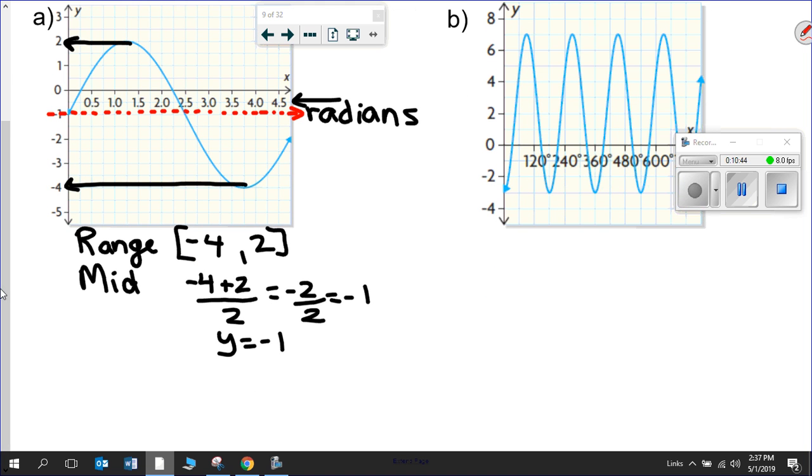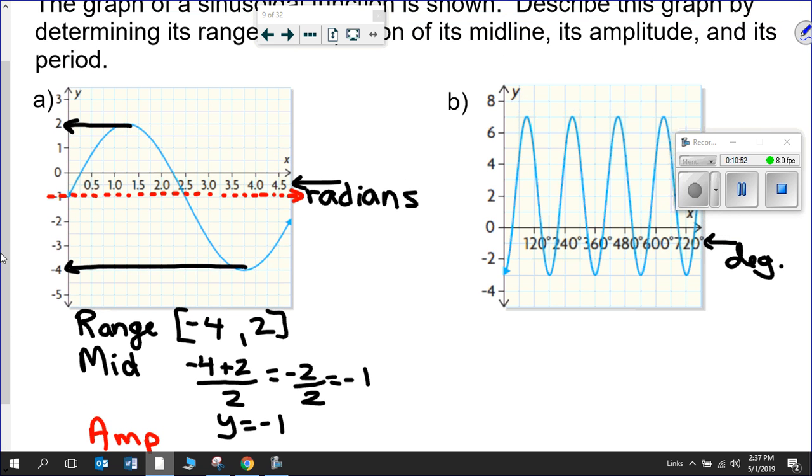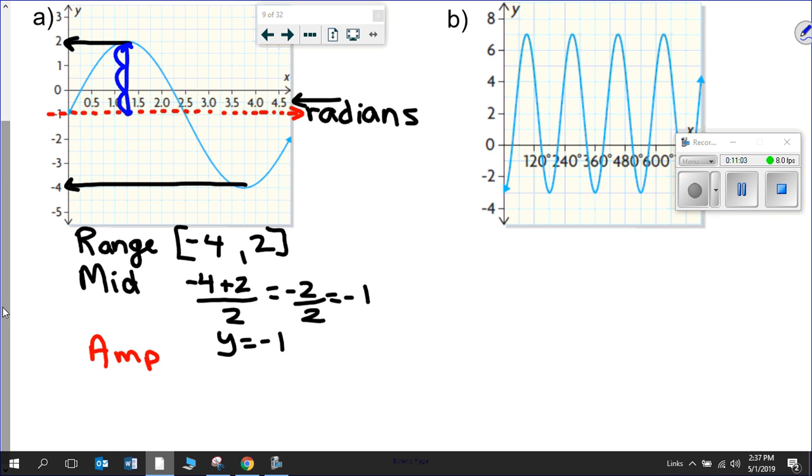From that midline is how I find my amplitude. I go from the midline, either up or down, to the max or min, whatever I choose. I typically choose to go up. So if I start on the midline here, and I go up to that maximum, I have moved up 1, 2, 3. My amplitude is 3.